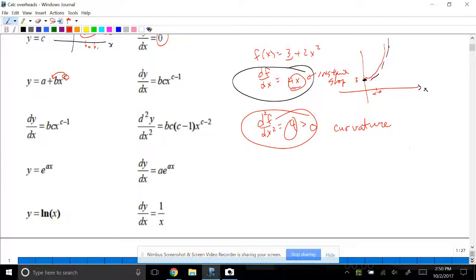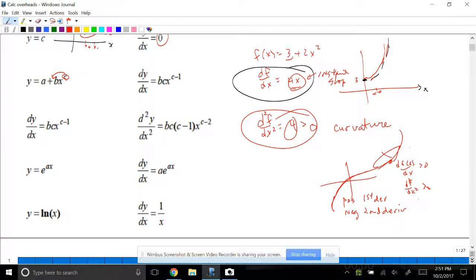If it's always positive, the slope gets steeper and steeper. So if we have some function that looks like this, we have a positive first derivative and also a positive second derivative, because the slope is increasing at an increasing rate. So this is a convex function. Down here, the slope is increasing, but at a decreasing rate. So we have a positive first derivative and a negative second derivative.